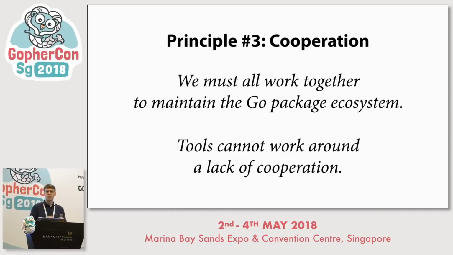The opposite, what we want to avoid, is an ecosystem that's fragmented, split into groups of packages that can't work with each other. The principle of cooperation is that we must all work together to keep the ecosystem healthy and thriving. If we don't, then no matter how technically sophisticated our tools are, the Go open source ecosystem is guaranteed to fail. The implication is that it's okay to rely on cooperation to fix incompatibilities. The tools don't have to do everything.